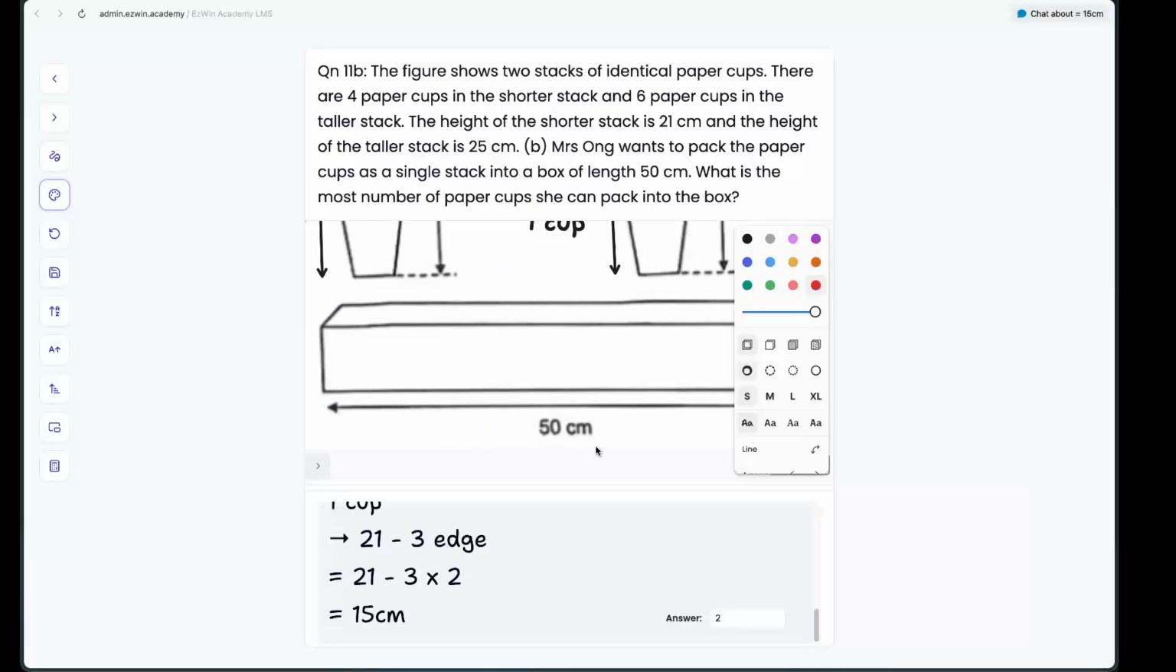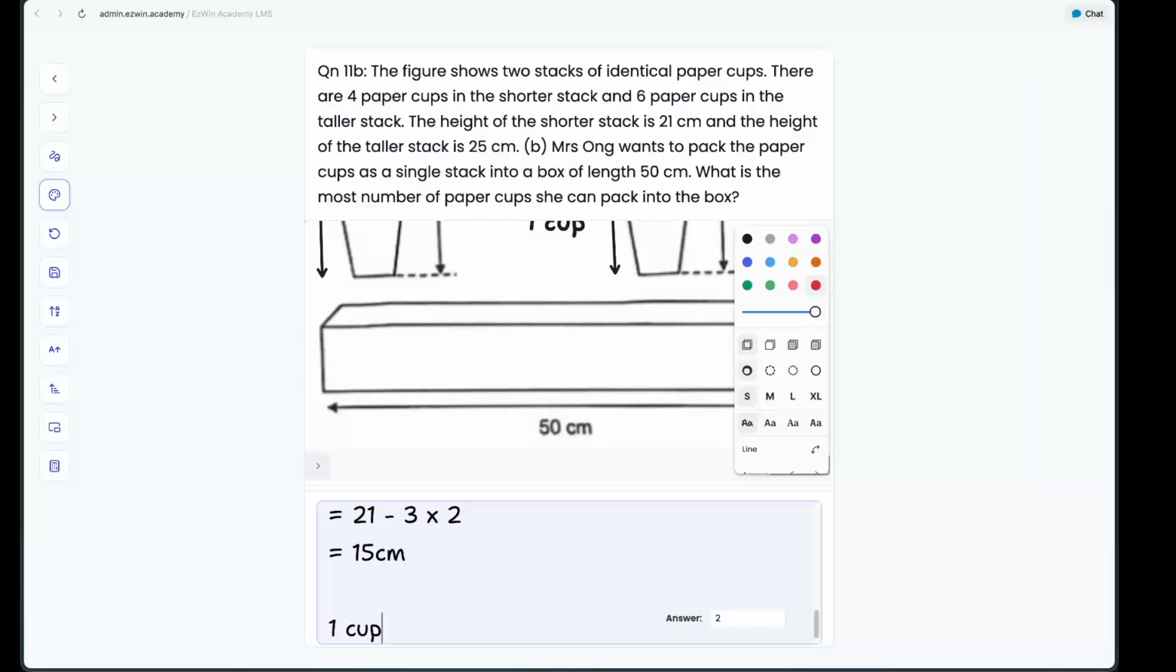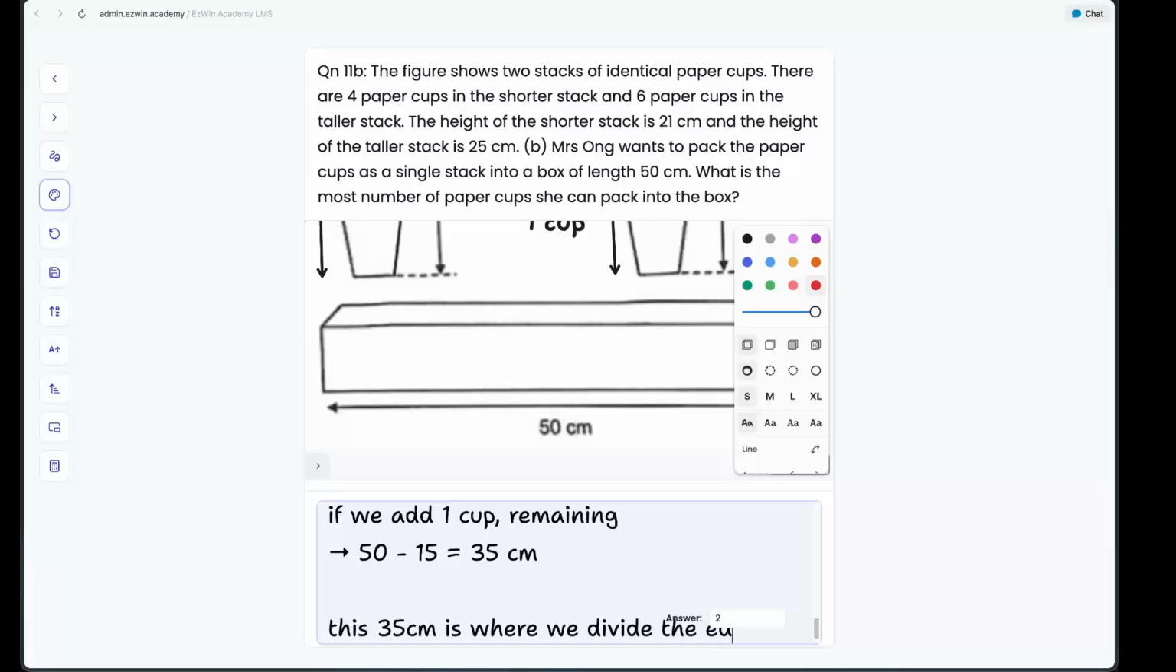So now to get this box of 50 centimeters, 1 cup is equal to 15 centimeters. So the box height is 50. So if we add 1 cup, then the remaining will be equal to 50 minus 15. This will give us 35 centimeters. So now we are left with 35 centimeters. This 35 centimeters is where we divide the h.